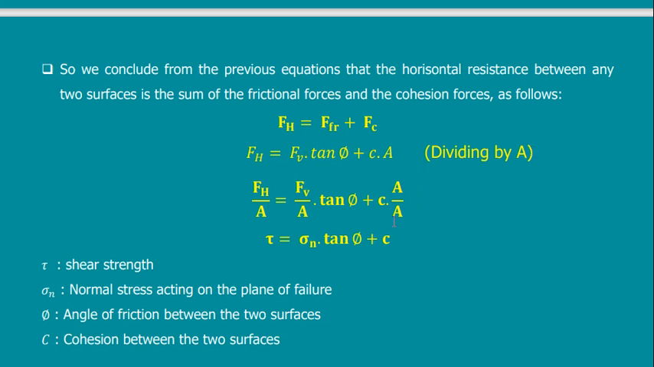Divide by A, and I will end up with this equation. This is the shear strength equation that we want to reach. It says that tau, the shear strength, is the horizontal force that is preventing sliding, divided by the area. FV over A is the normal stress. So it is the normal stress multiplied by tan phi plus C, because here A divided by A cancel each other. So this is the shape of the equation of the shear strength. This is what I want to reach.